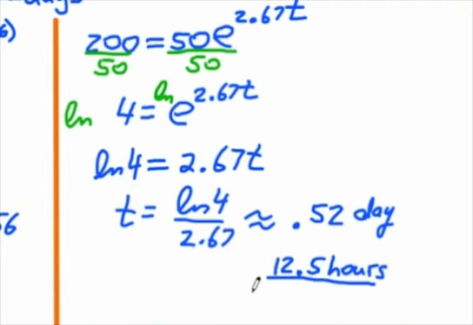This population will be 200 strong. So 12 hours away from 8 a.m., that would be 8 p.m. So about 8:30 p.m. at night, there would be 200 fruit flies in this jar based on this growth model.